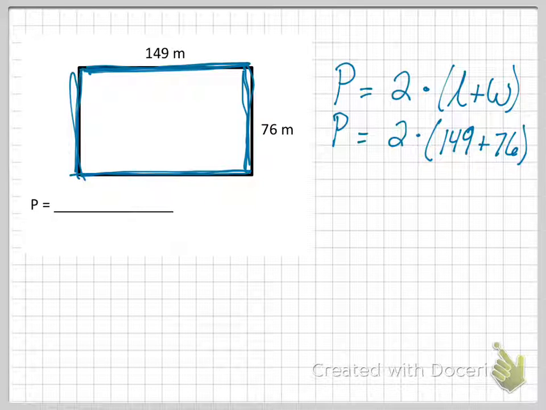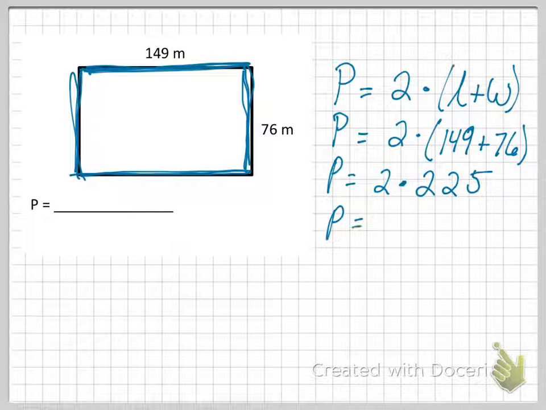All right, so now we need to just add what's in the parentheses. P equals 2 times 149 plus 76 is 225. And we're multiplying this by 2. P equals 450 meters. So the perimeter of this rectangle is 450 meters.